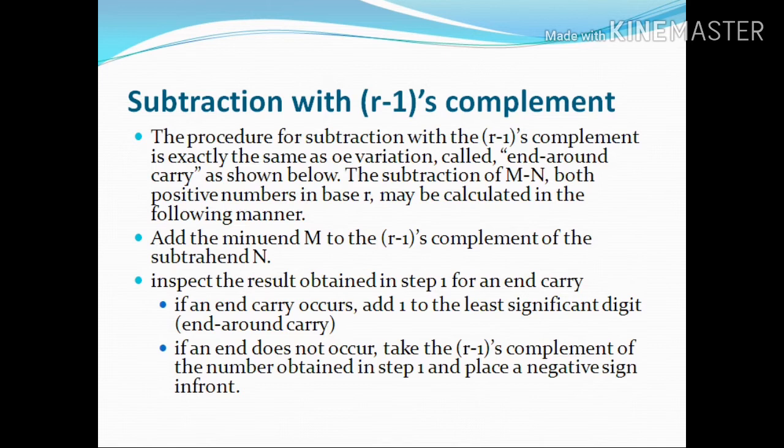Just before starting the example, once again, please go through the slide. Before starting, I repeat once more: I have to take the r minus 1's complement of N, that is what we have to subtract, then we have to add both. If the carry is coming, discard that carry and add 1, that is add that carry to the least significant bit. And if there is no carry, then take the resultant value's r minus 1's complement once again and give the negative sign in front of that.